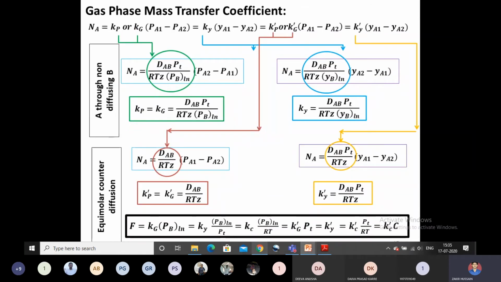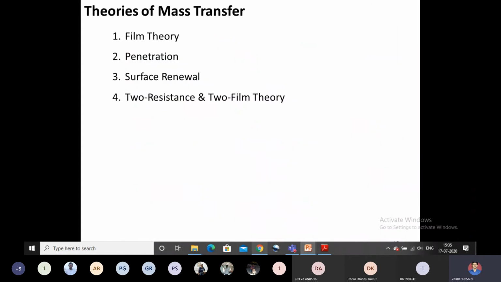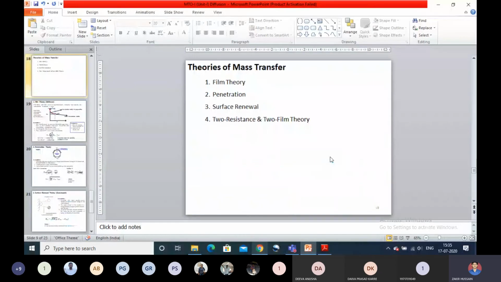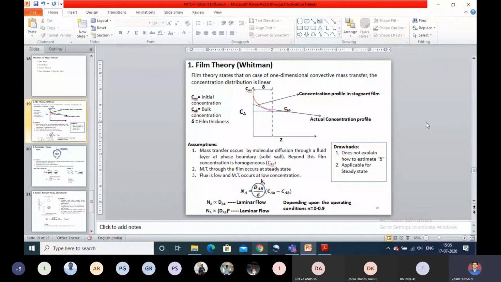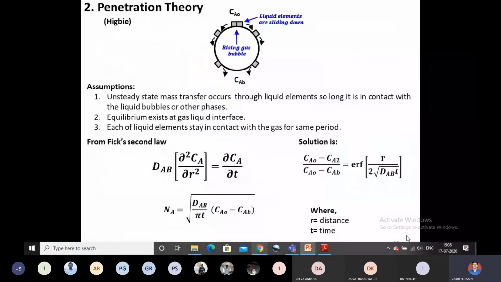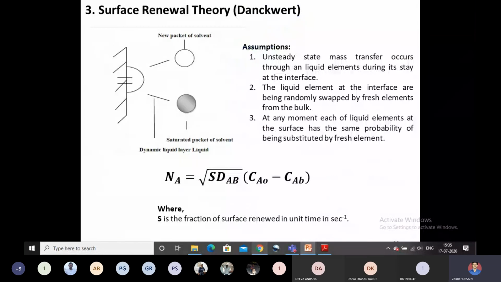The same applies to the gas phase. These equations are applicable for the liquid phase, and these equations are applicable for the gas phase. Then the last part, in part C, is the theories of mass transfer. There are four types of theories. The first one is film theory, which is frequently clubbed with two-resistance or two-film theory. Next are penetration theory and surface renewal theory.